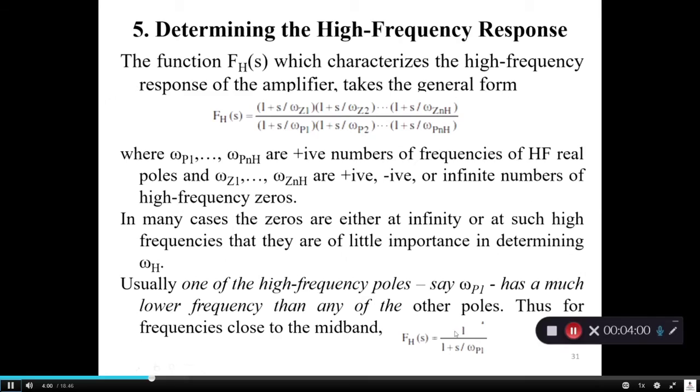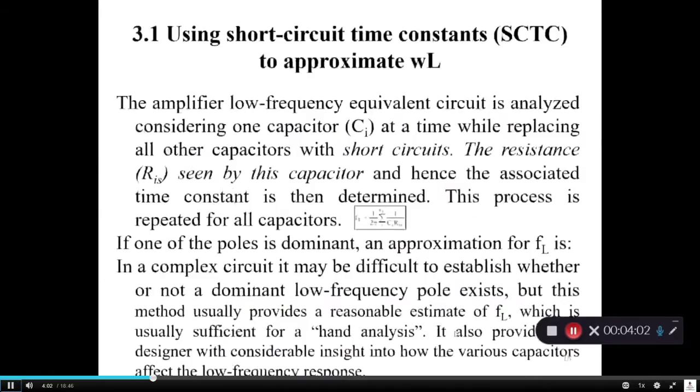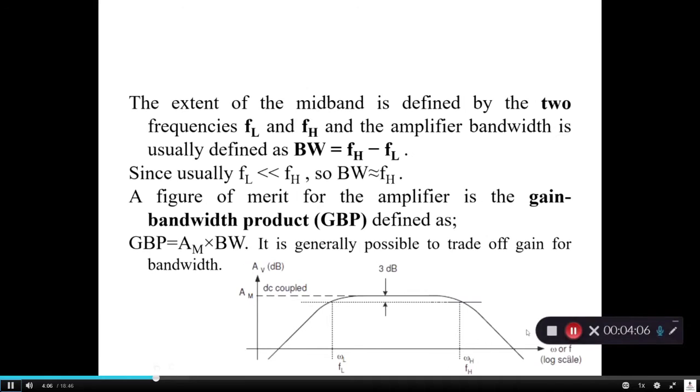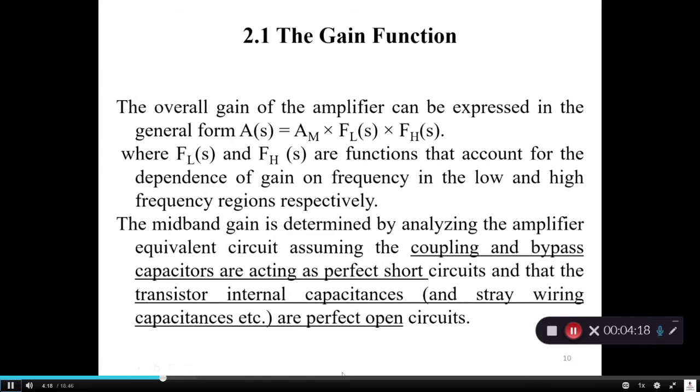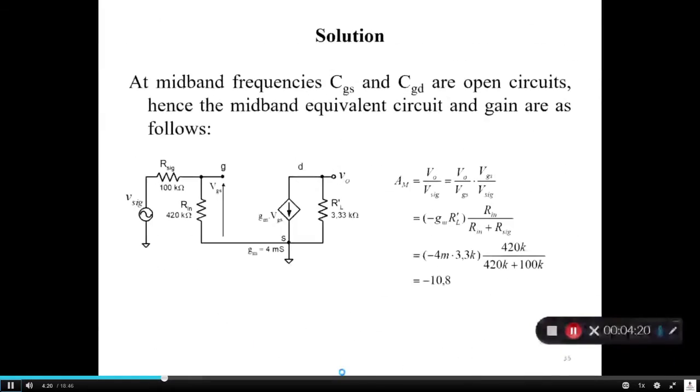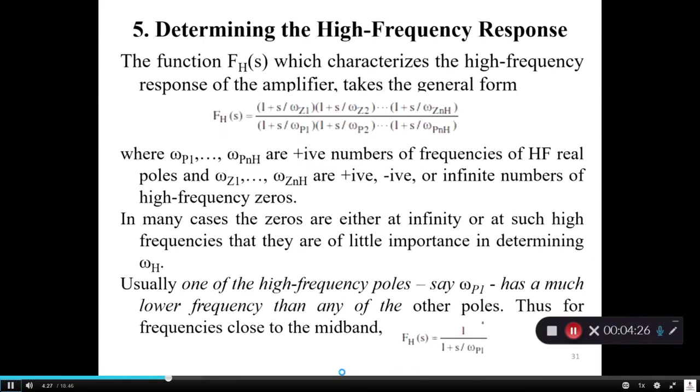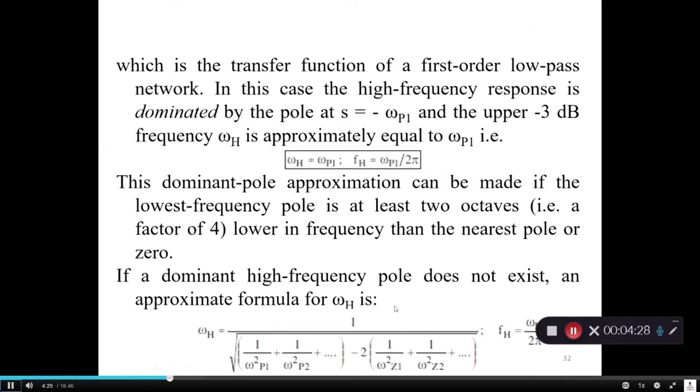What I am doing here is trying to solve the circuit to find the Fh, because in the previous lectures we already found FL. Now I am going to find the Fh so that we can calculate the bandwidth, Fh minus FL. So I started from here in today's lecture.